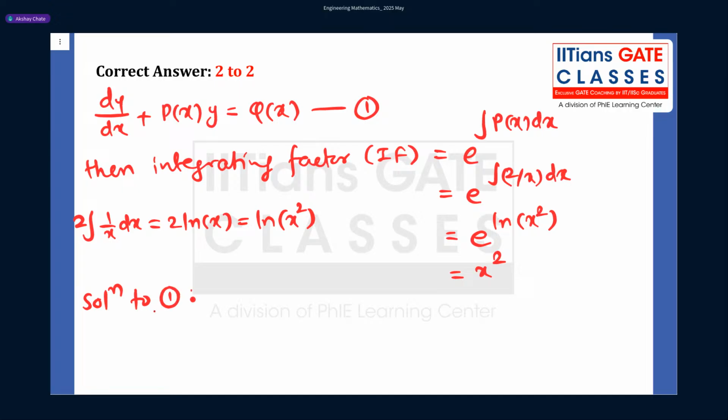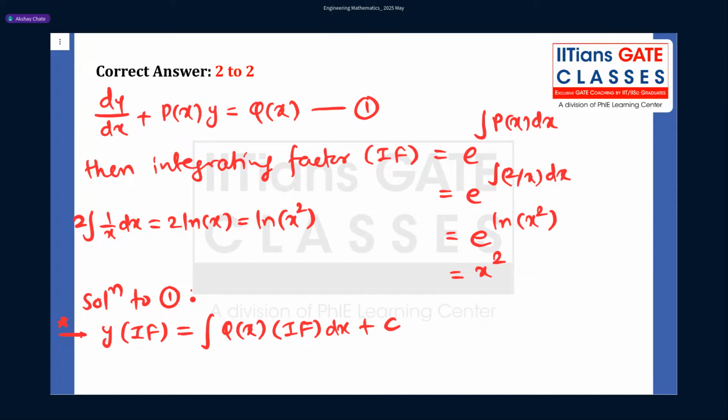And the solution to this equation, let's say equation 1, is given as y into integrating factor equal to integration of q of x into integrating factor with respect to x, so therefore dx will be there, plus some arbitrary constant of integration c. Okay, so this is the standard method, so there is a standard formulation for solution.